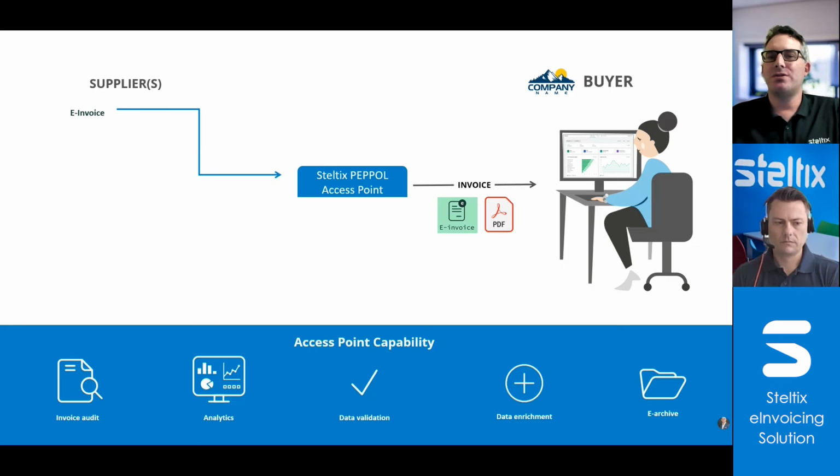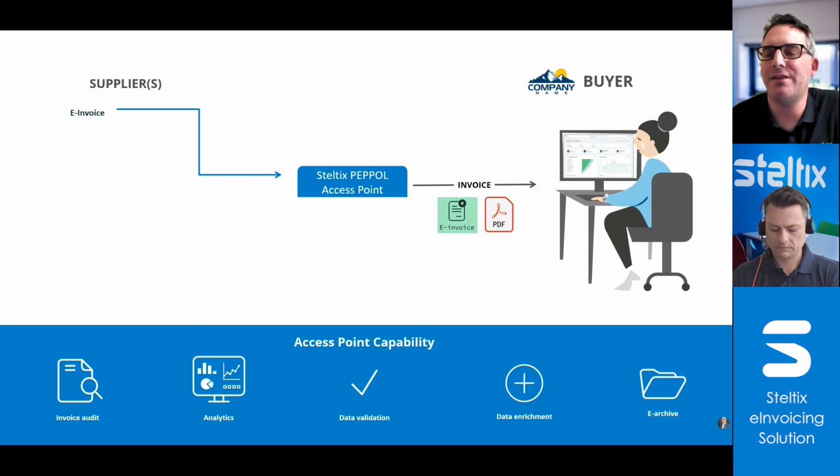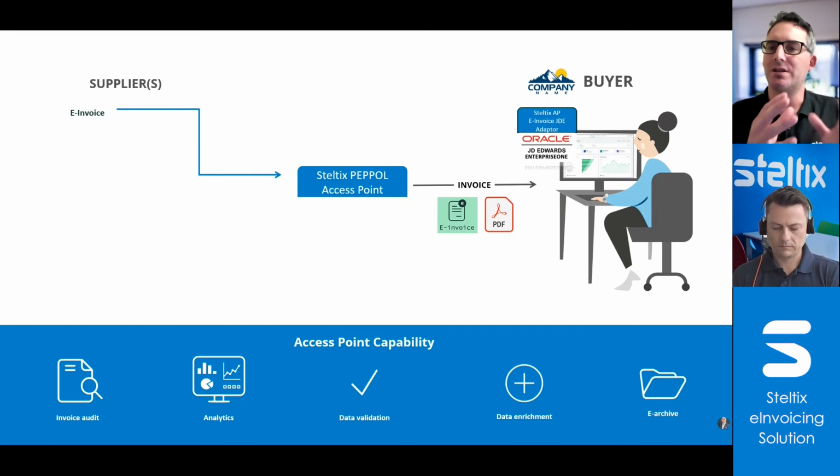So in a perfect world, she's received from a supplier that e-invoice on the left-hand side. It's gone through the access point, so that's joining the dots between access point providers. If we know it's the correct ABN, we know it's the correct payload. She receives an e-invoice as well as a PDF, which via the Steltex AP invoice JDE adapter is ingested into JDE and triggers the AP automation process. And we'll see a demonstration of this shortly.